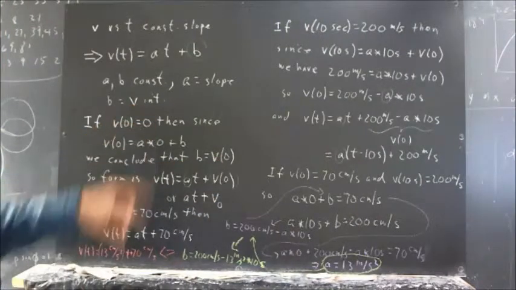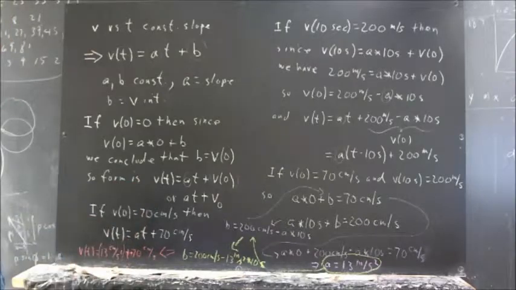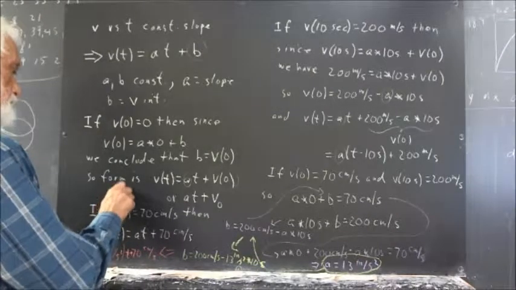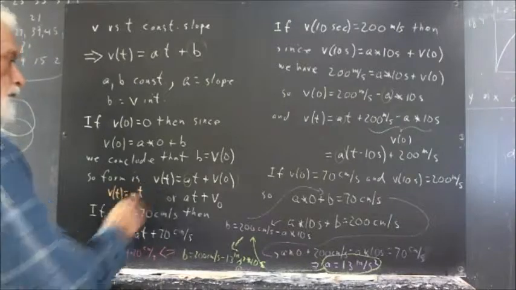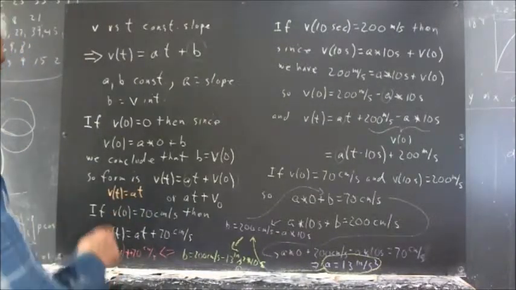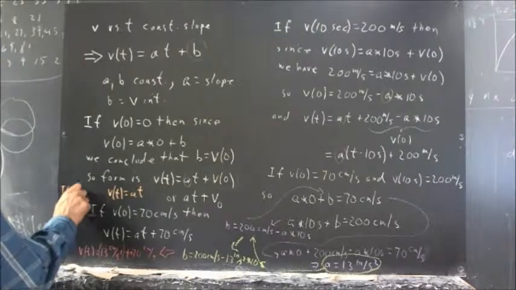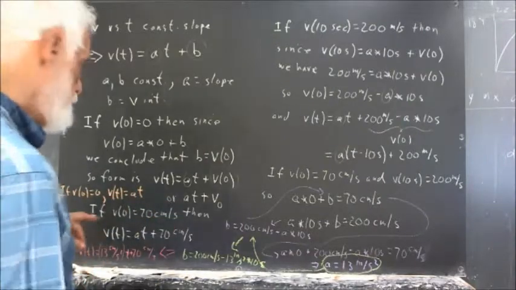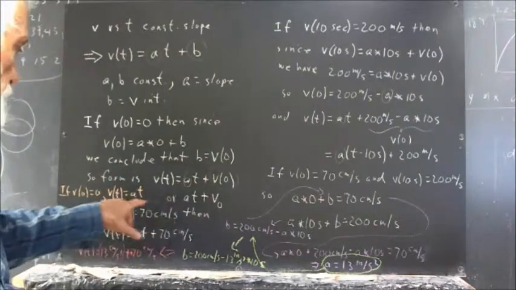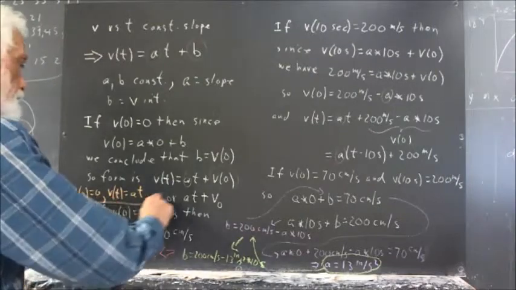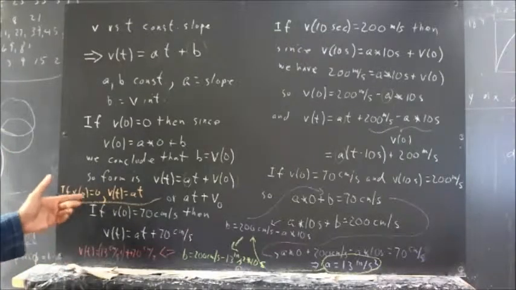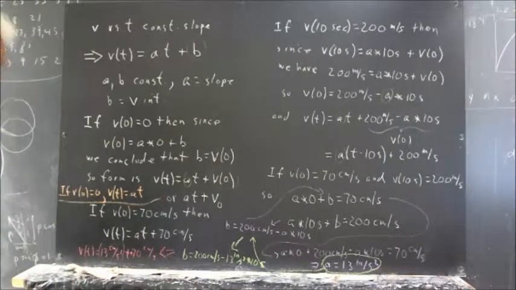And if v of 0 is 0, and I don't think I really answered this question in class, then v of t equals at. If v of 0 equals 0, v of t then equals at, since b equals v of 0. Okay, so there's our most general form if the initial velocity at the t equals 0 instant is 0.